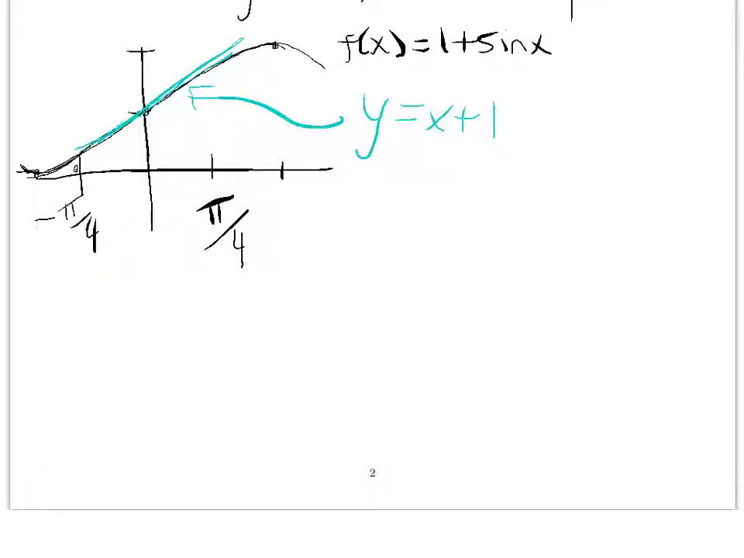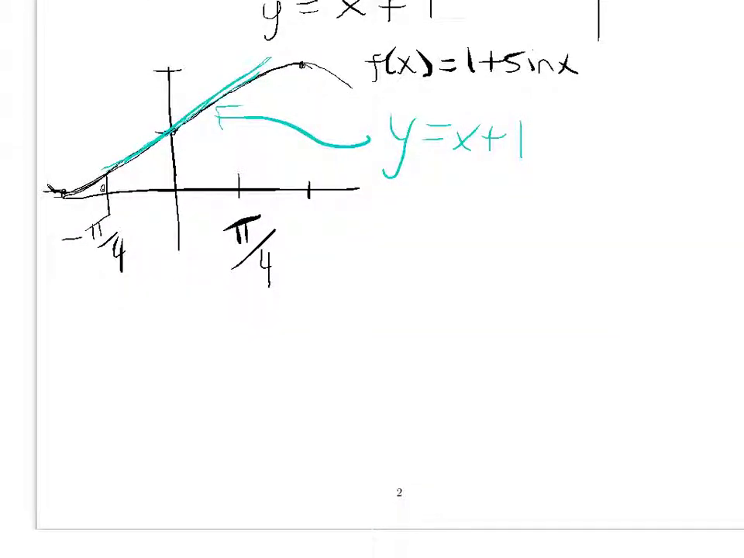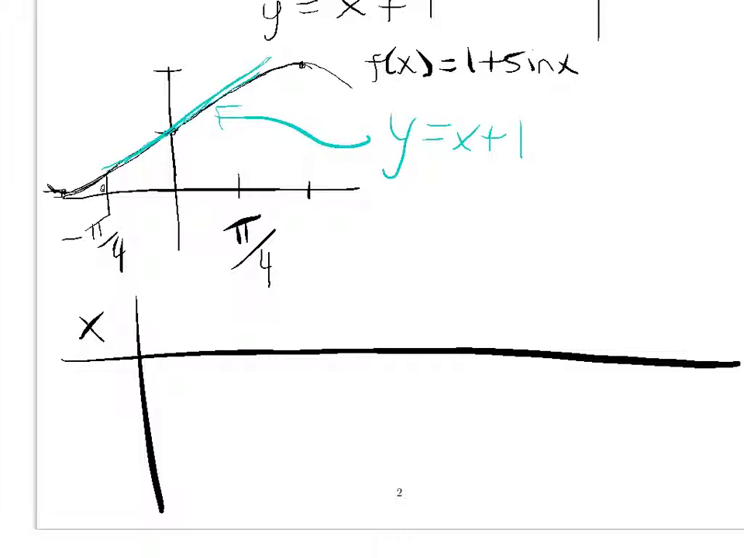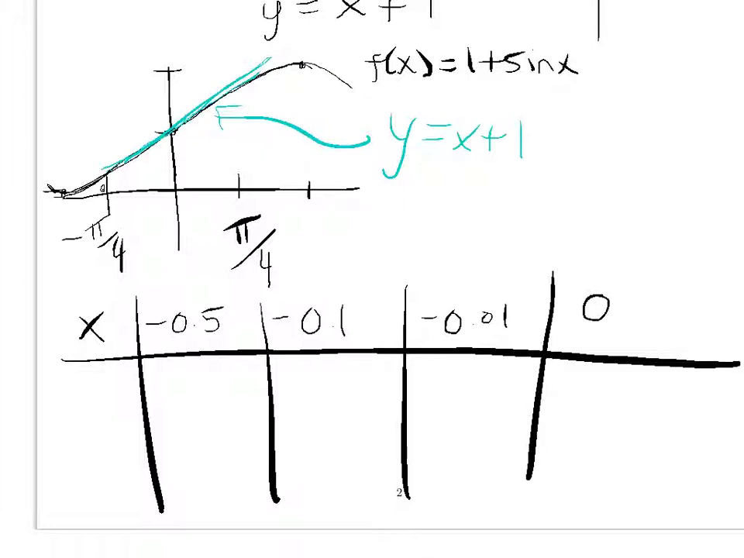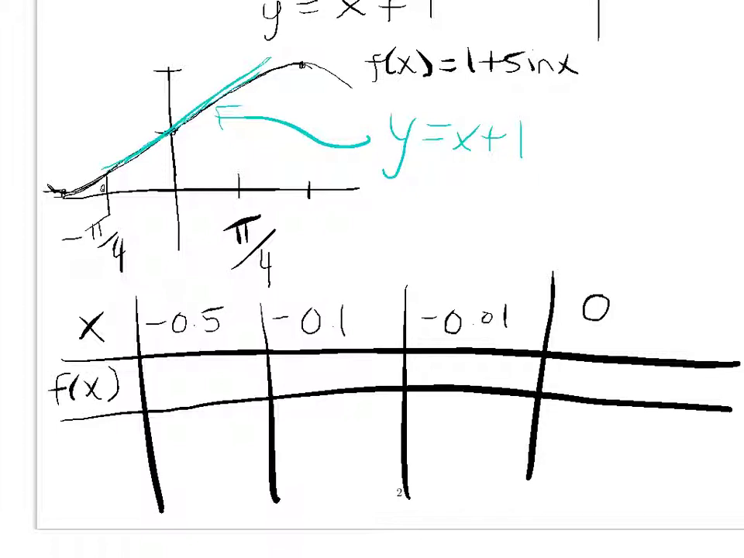If we choose some x values that are close to 0, negative 0.5, negative 0.1, negative 0.01, and then 0, we're going to check what our original function is at these points, and then what our linear approximation is. Our linear approximation is y equals 1 plus x, or 1x plus 1. The book gives us these values, but you could use your calculator as well to compare.